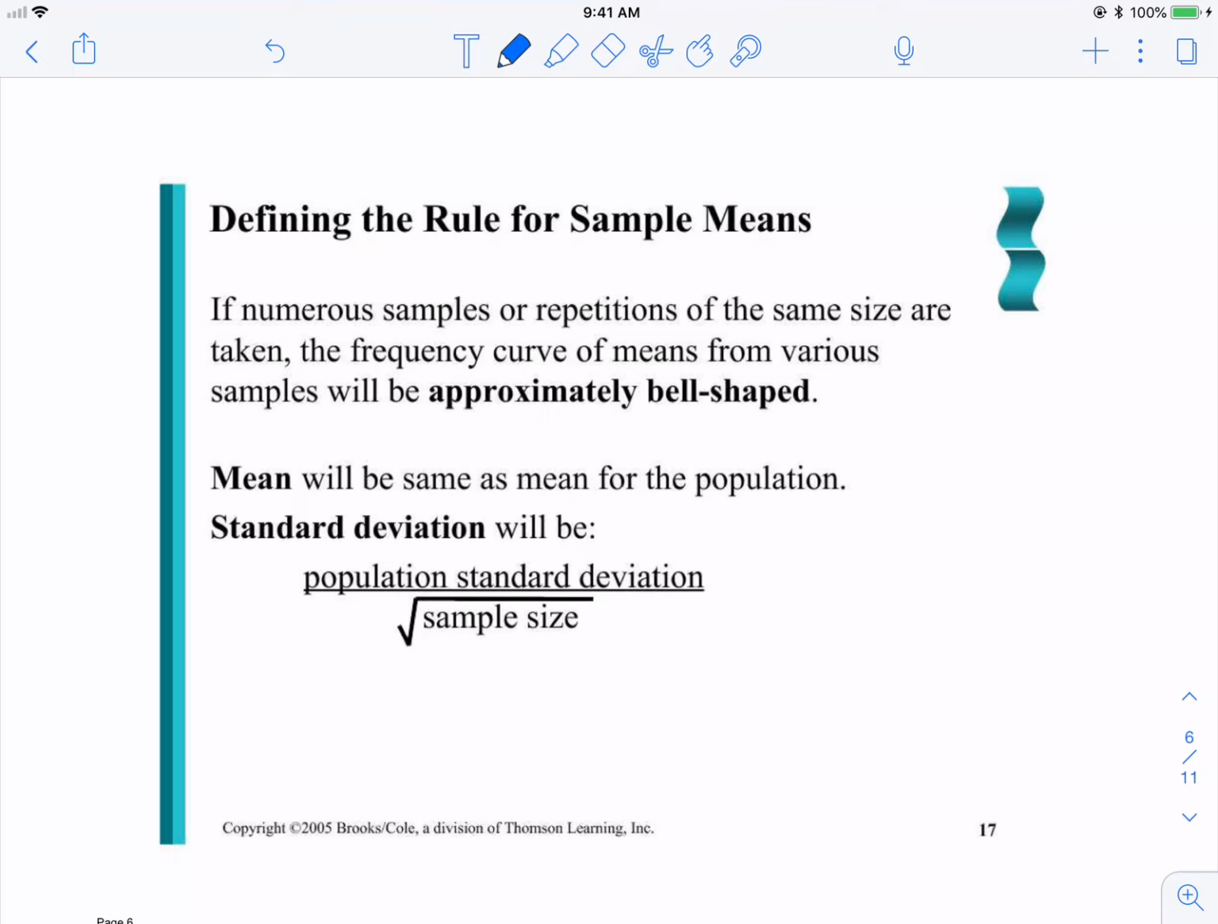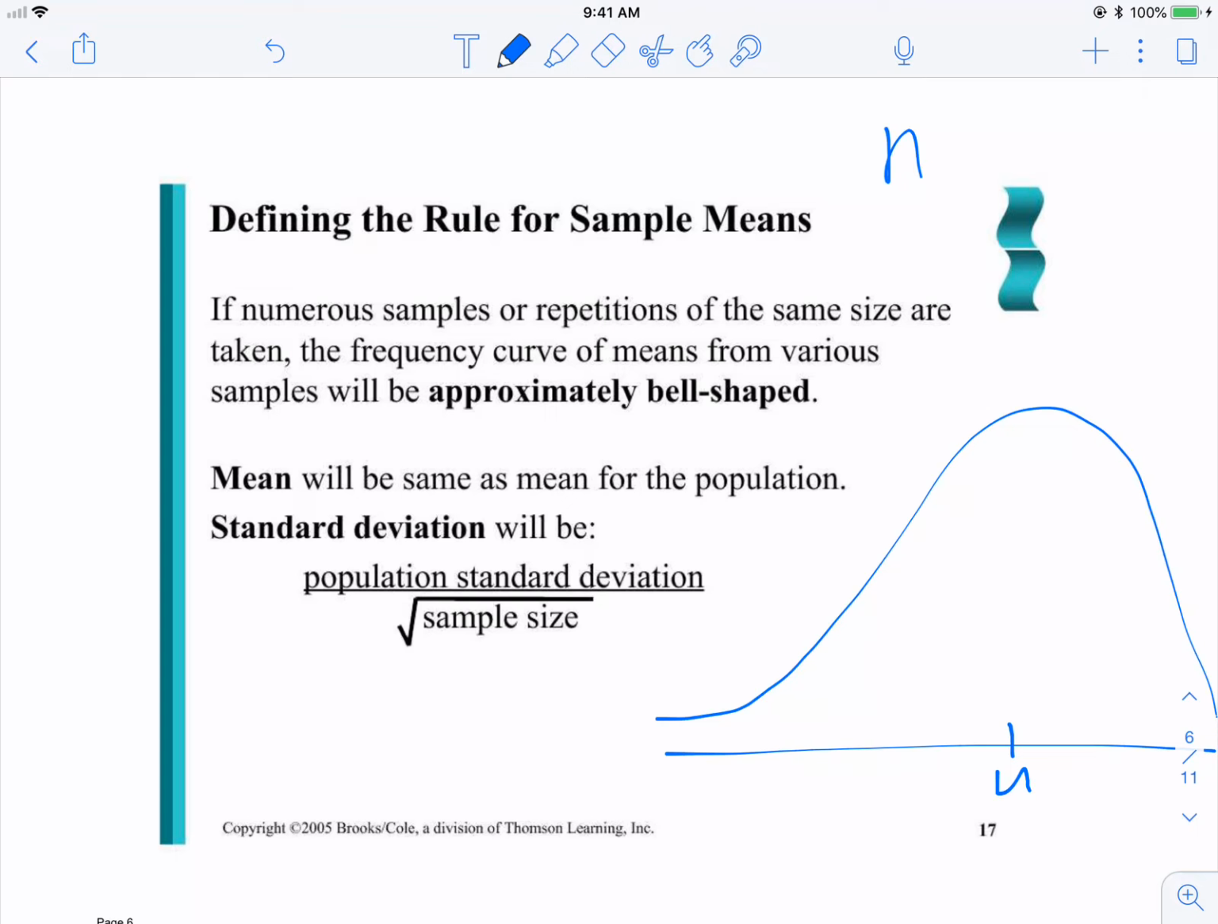So, similar to what we saw with proportions, we are fitting all of these samples of size n onto their own normal distribution. That's what this rule says. If we take numerous samples or repetitions of the same size, the frequency curve of the means from various samples will be approximately bell-shaped. And the mean, we average all of those sample means together and it will become the population mean, mu, right there at the center of the curve.